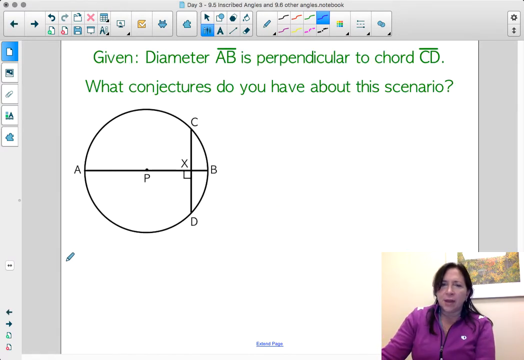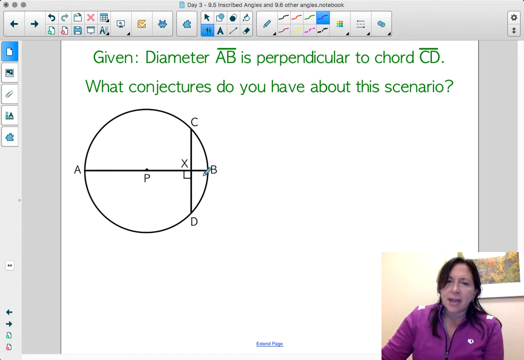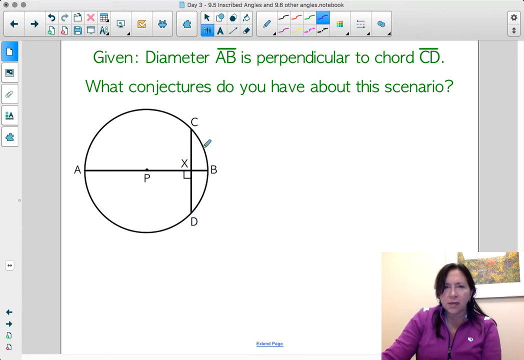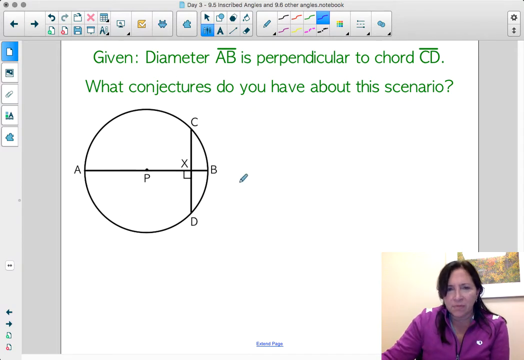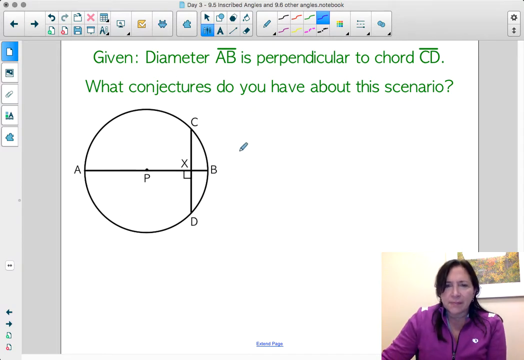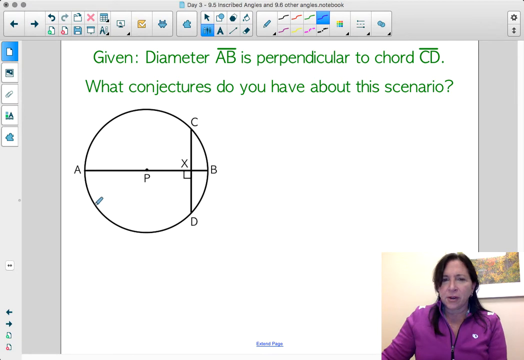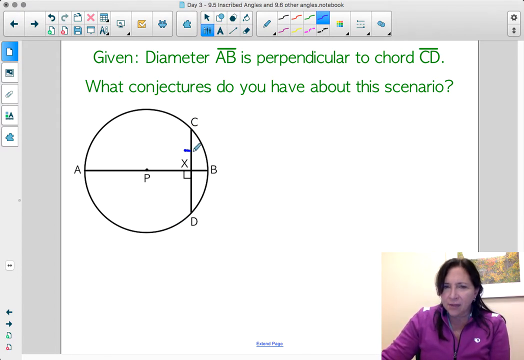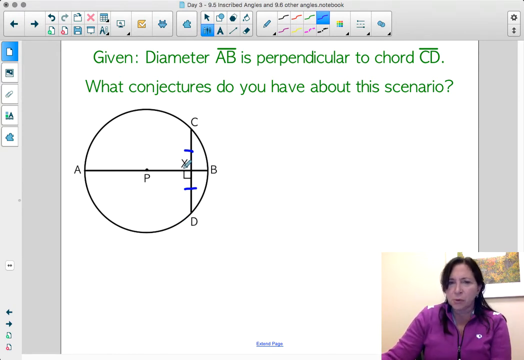Given a diameter AB, so this is a diameter and it's perpendicular to this chord, which is CD. What conjecture would you have about this picture? What do you think? Hopefully what you're coming up with is that if this segment, this radius PB or AB, is perpendicular to CD, then that chord gets cut in half, it's bisected.